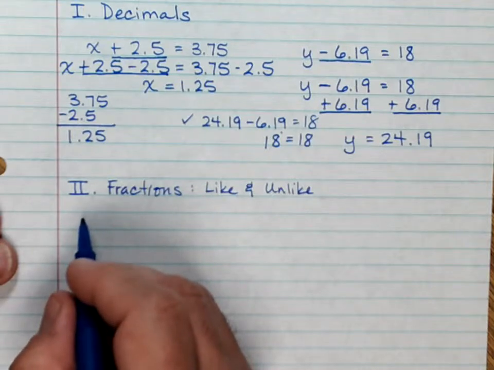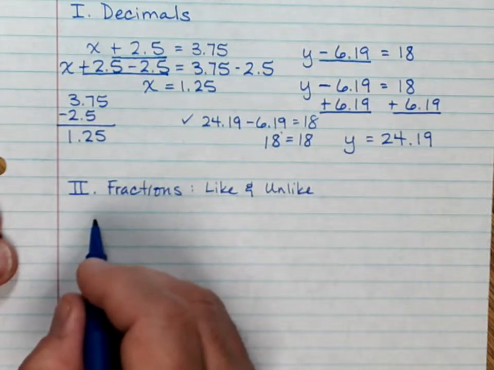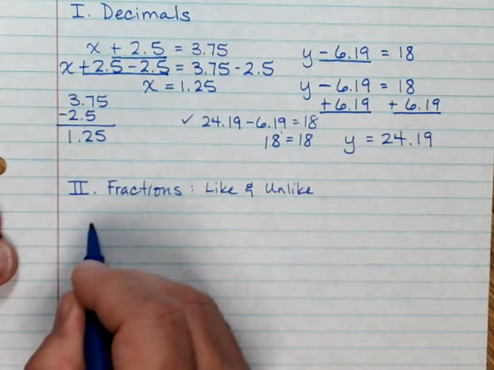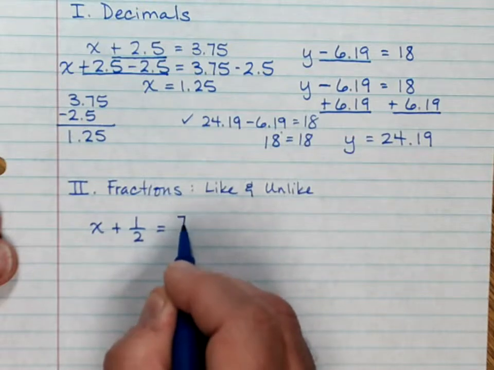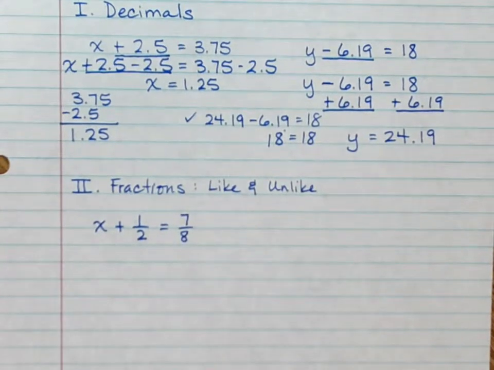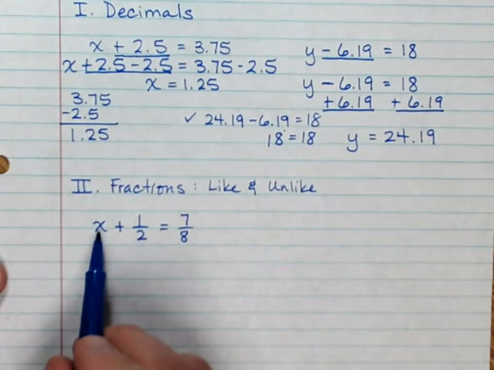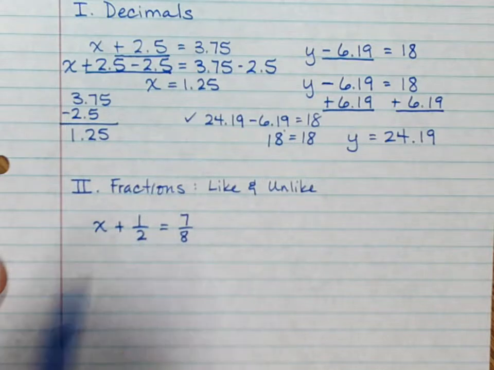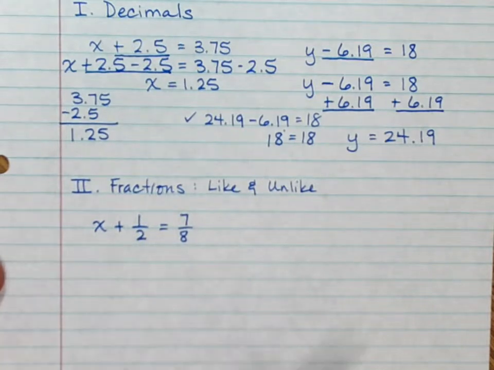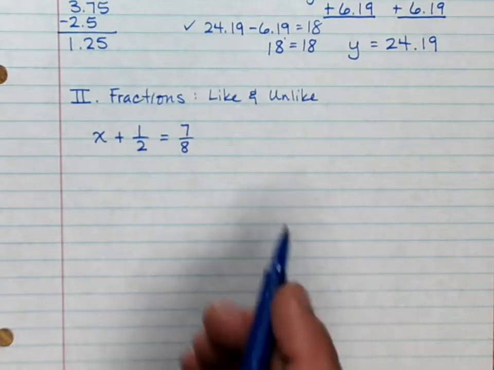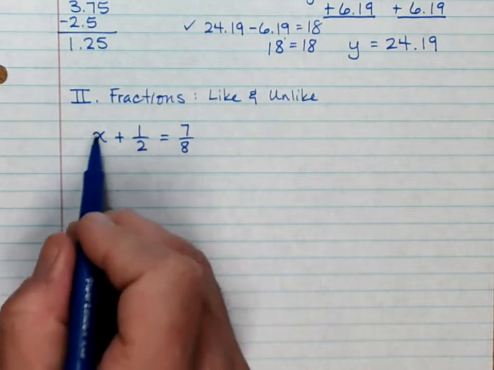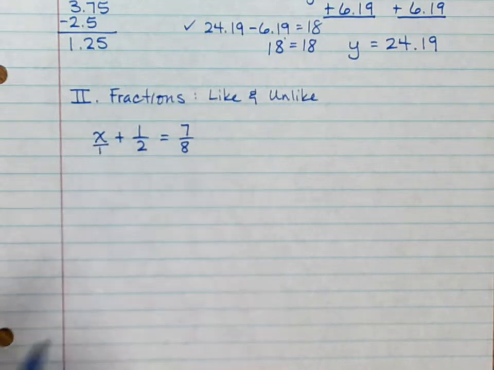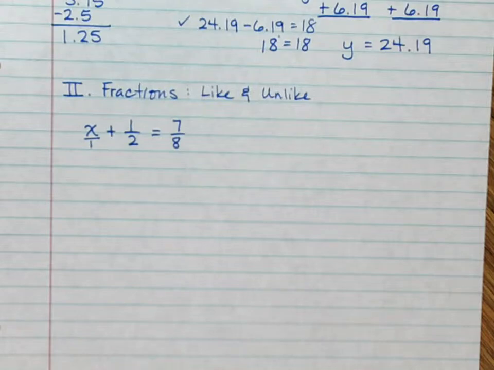Tell you what, first we'll do two unlikes. x plus 1/2 is equal to 7/8. Now there are three terms here. There are x, 1/2, and 7/8, and all three have denominators. The 7 has a denominator of 8, the 1 has a denominator of 2, and the x has a denominator of 1.